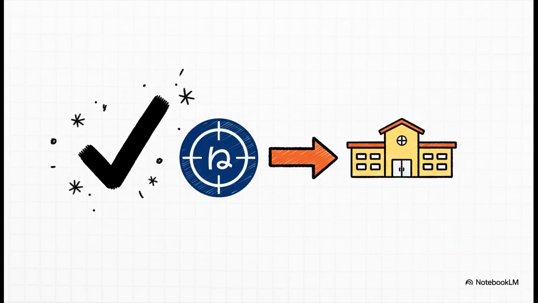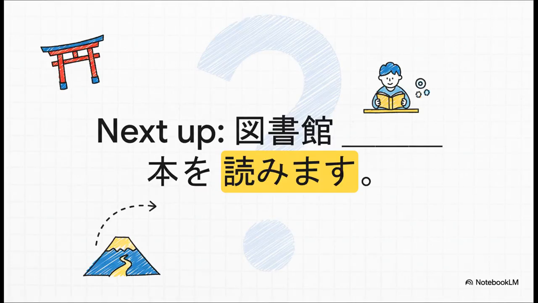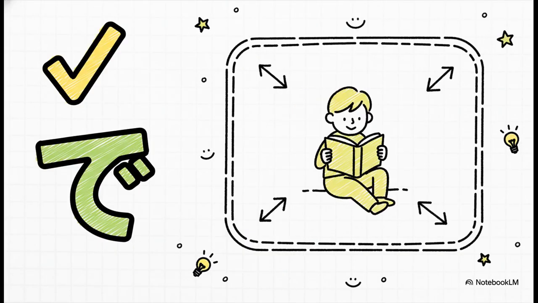Nice one. Okay, ready for round 2? Here it is. Toshokan blank hon o yomimasu, which means I read a book blank the library. So, what's it going to be this time? If you said de, you are 100% correct. Awesome! Think about it. You're not going to the library. The library is the place where the action, the reading, is happening. It's the context. You got it.